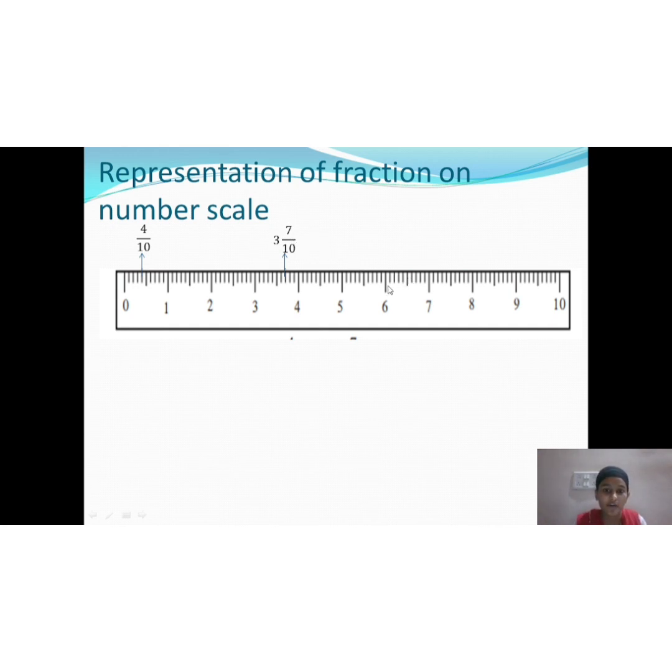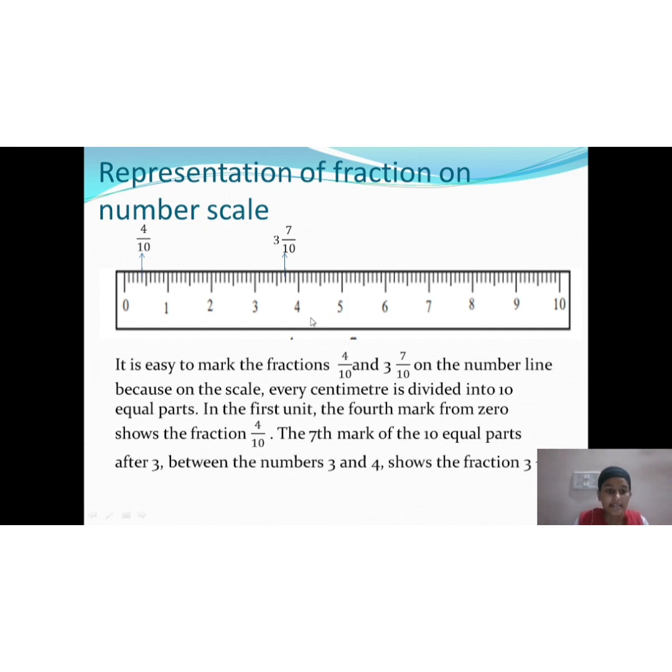If I consider from 6 to 7, this particular point, the second point, it will be 6, 2 upon 10. Why 10? Because there are 10 divisions in the scale. Now let us see. It is easy to mark the fractions 4 upon 10 and 3, 7 upon 10 on the number line, because on the scale every centimeter is divided into 10 equal parts.